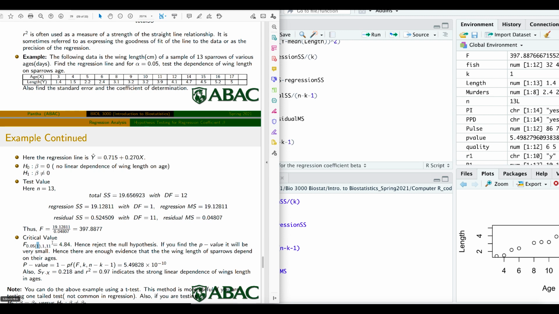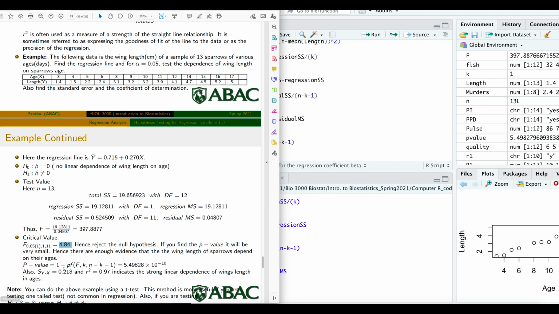So does the test value fall in the rejection region? Yes, because this F test statistic falls in the rejection region, since it's a right tail test, right? Anything right of this critical value will fall in the critical region. Hence we reject the null hypothesis. If you find the p-value, it will be very small. I am showing it here. Hence there is enough evidence that the wing length of sparrows depends on their ages.